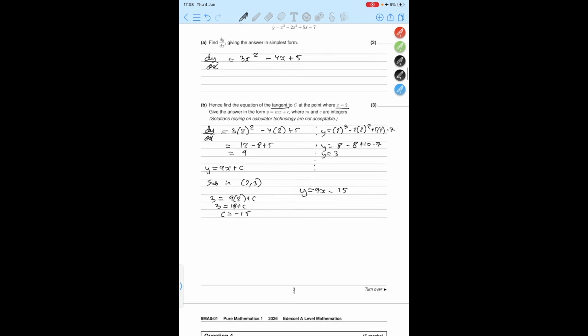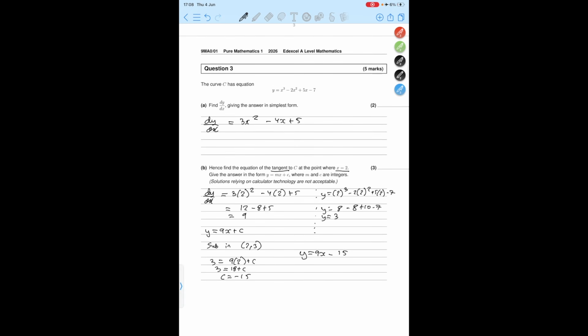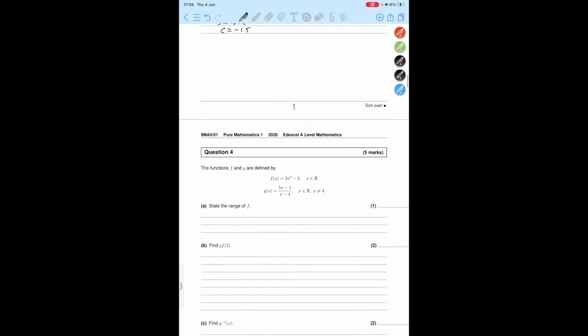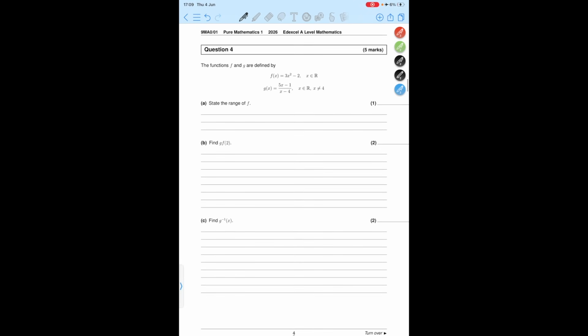Okay, so I think that was another good question to start off the paper. So let's move on to question 4 now. Okay, so some domain and range function questions. Lots of people don't really like this topic. I've some of my students that I teach as well, they're not really a fan of these topics.